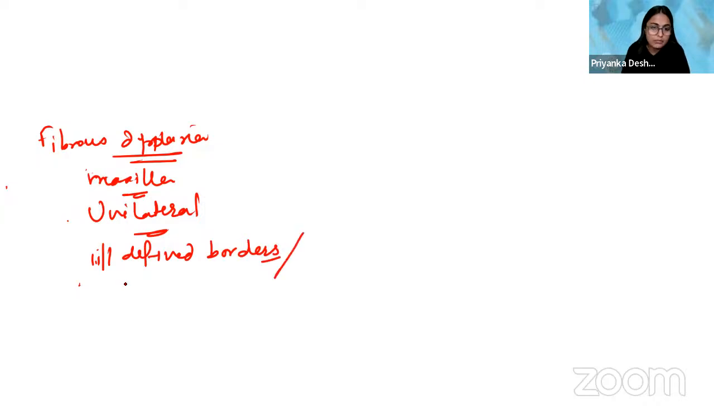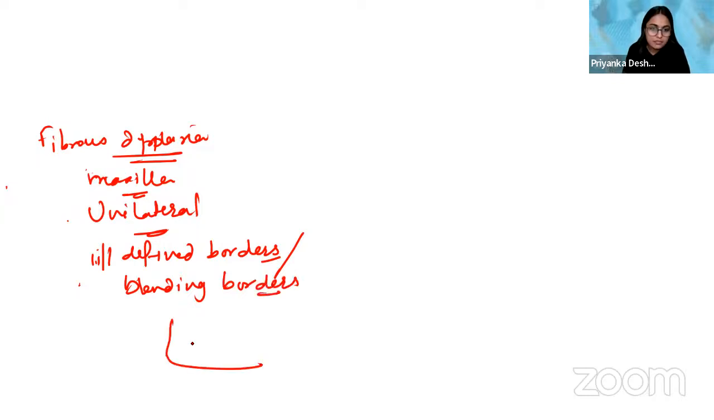So, fibrous dysplasia mainly affects the maxilla. This we all know. Then it affects the maxilla mostly unilaterally. Then it has got ill-defined borders, or we can also say it has got blending borders.